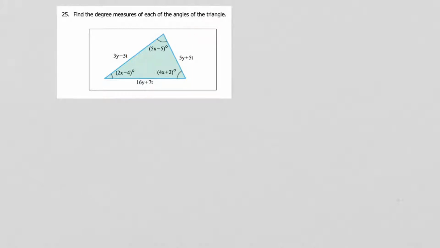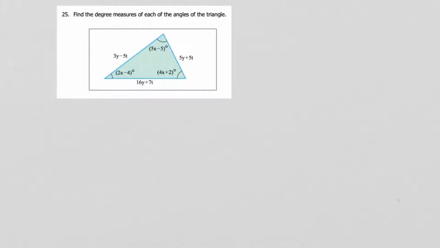So we need to know something. We need to know this fact, that if you add up the measures of the interior angles of any triangle, you get 180 degrees. So let's add up these three angles and set it equal to 180.